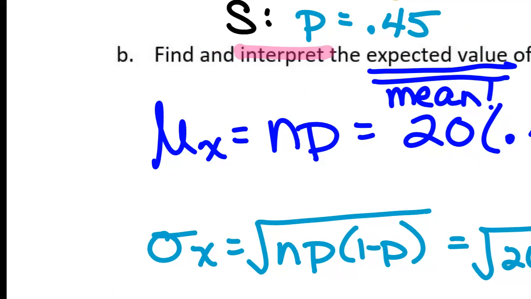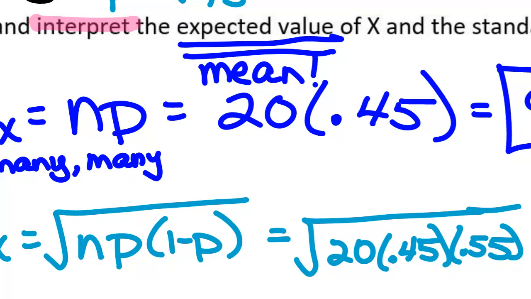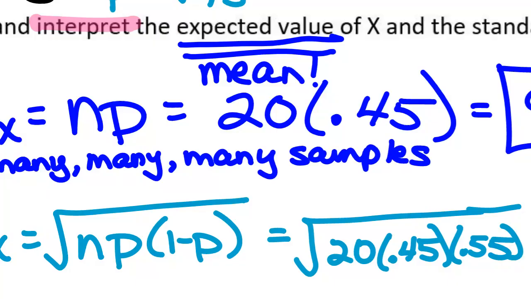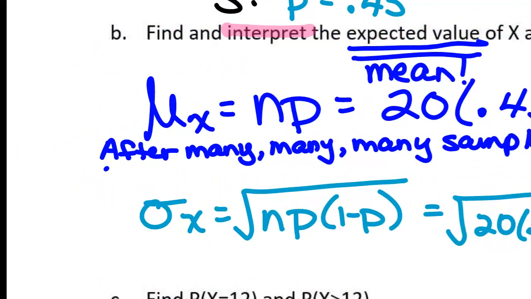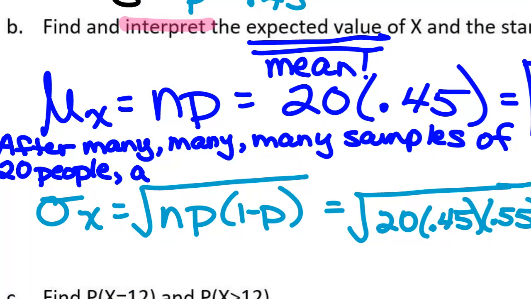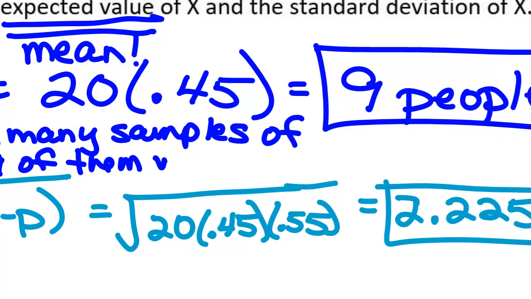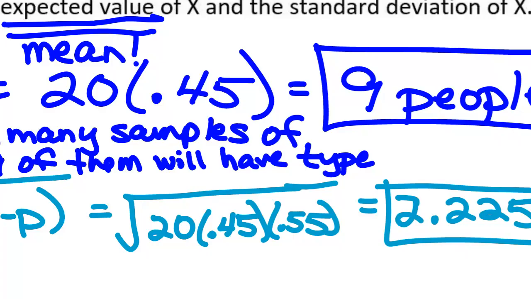So let me see if I can fit that in. After many samples, let me write this down and then I'll answer it, of 20 people, about 9 of them will have type O blood.